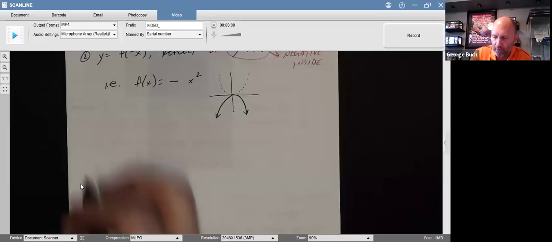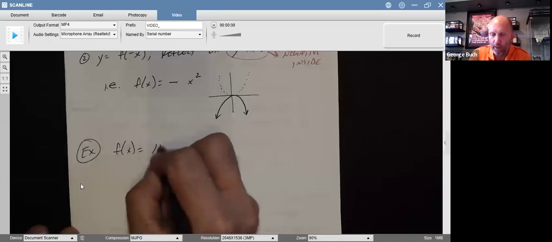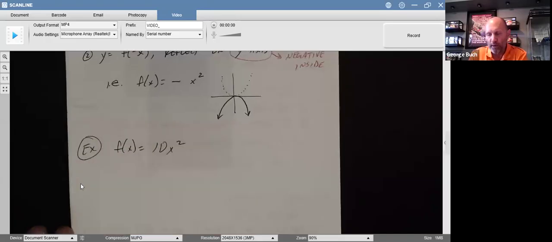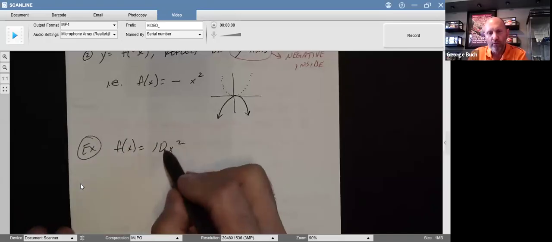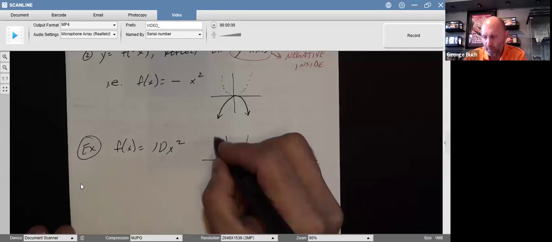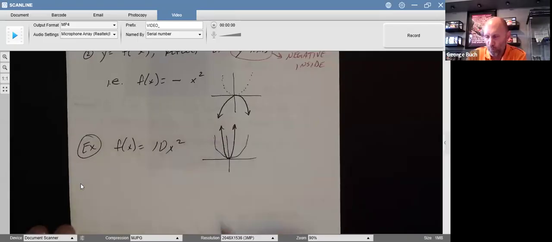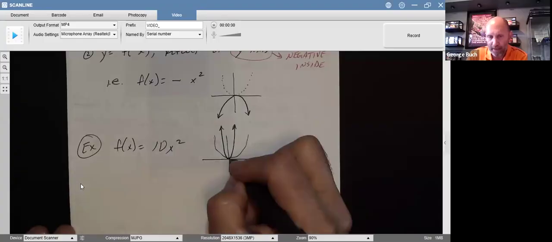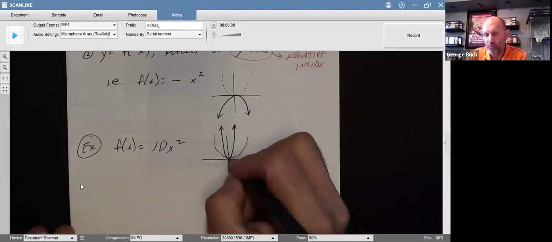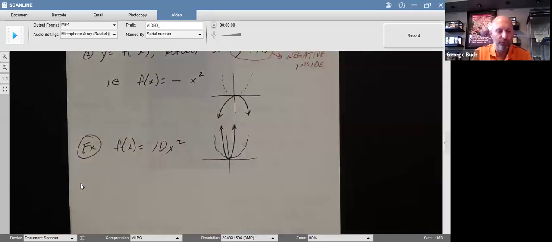Like if I have, let's say, f of x is equal to 10x squared. Well, this is the parabola, but every number is growing by 10 times, right? So a normal parabola might look like this, but when I put a 10 in front of it, it's going to make it tall and skinny because instead of my point being (1, 1), the point is now (1, 10). Instead of the point being (2, 4), the point is (2, 40), so way up top. So that's all that does.